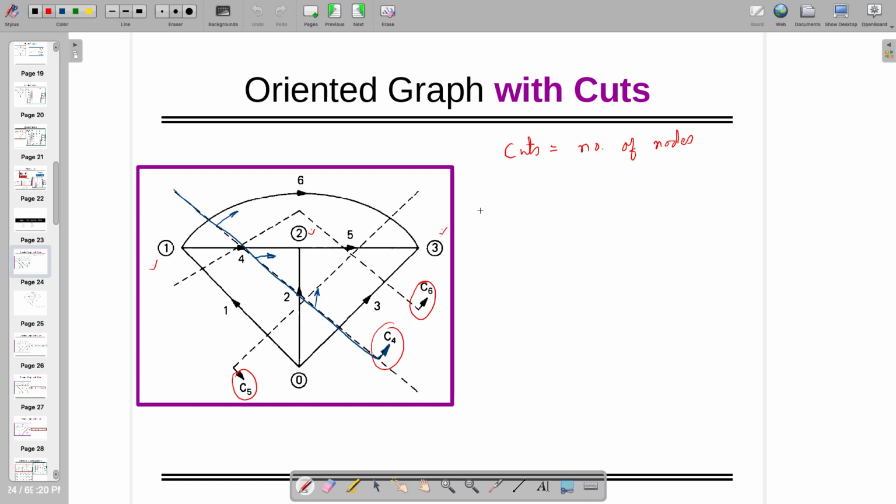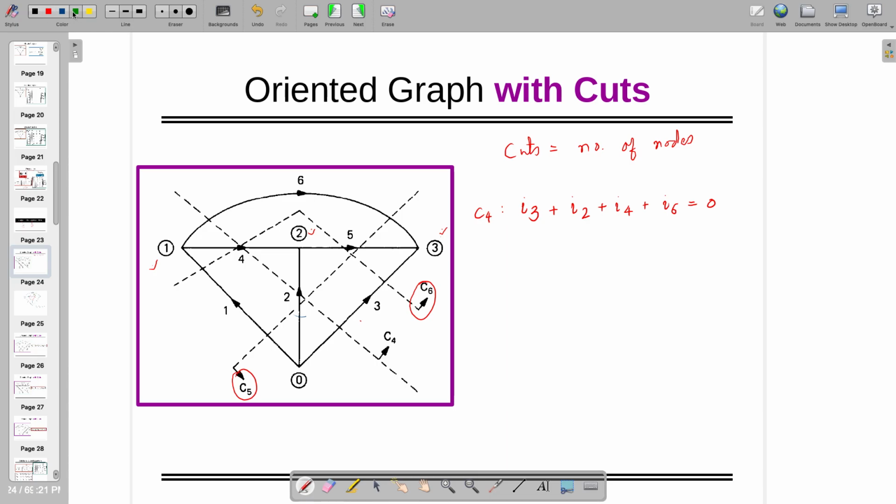So if it is at node number C4, so if it is in this direction, we can write down the following equation. I3 is in the same direction of cut 4, so it's plus I3. I2 is in the same direction of this cut, so it's plus I2. Yeah, we'll do more examples so that you will have practice on this. So I4 is also in the same direction of this one, and I6 is also in the same direction.